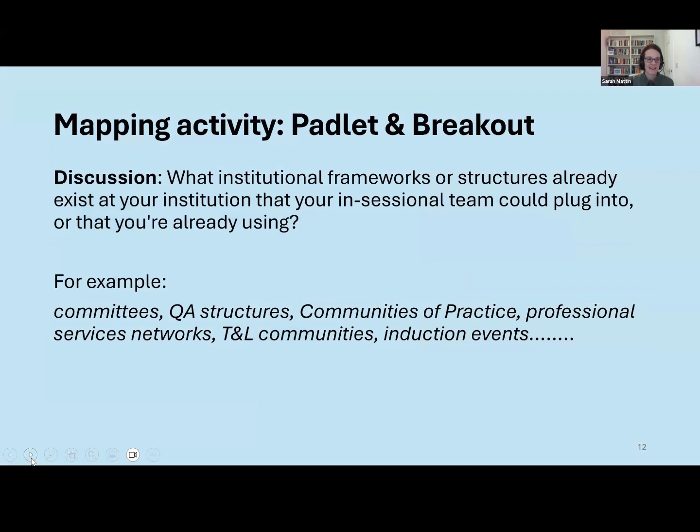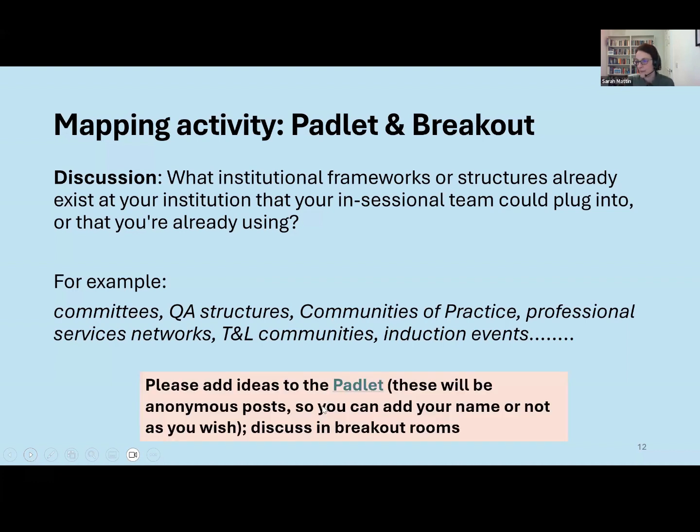So I think it's at this point that, if it's possible, it might be nice to get into some breakout rooms and have a chance to share some experiences, some ideas, because obviously what I've presented is very, very contextually based. And so the question I'd like to ask really is what frameworks or structures that exist in your institution do you already plug into? I'm sure there's a lot, or that you could piggyback onto if you're not already. I've got a Padlet we can potentially add ideas to as well.